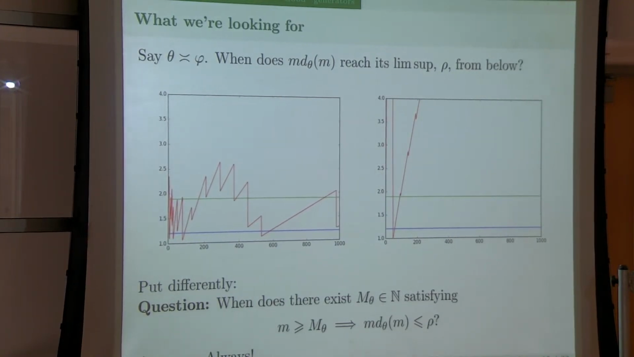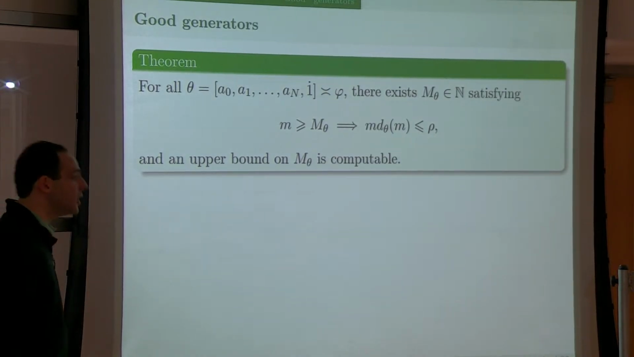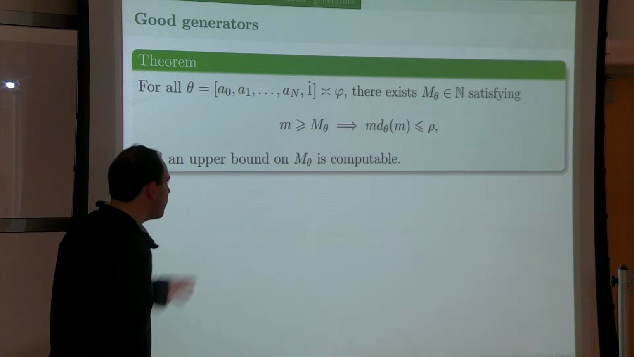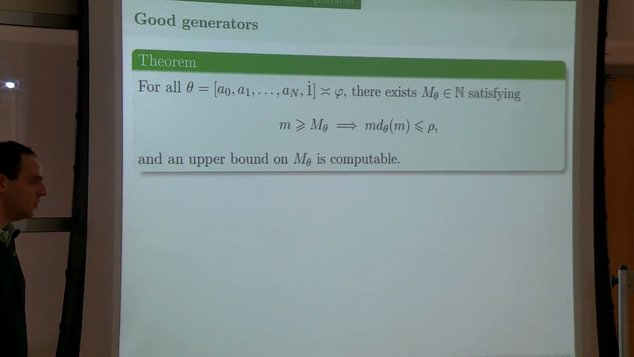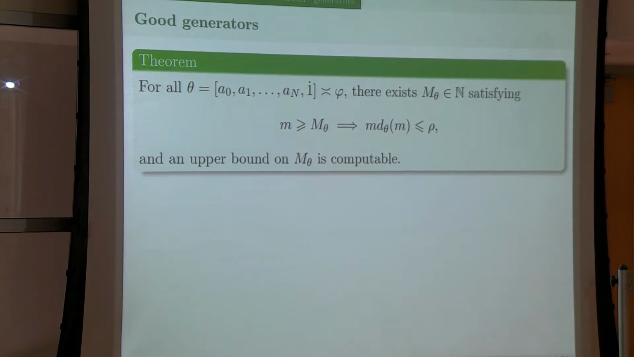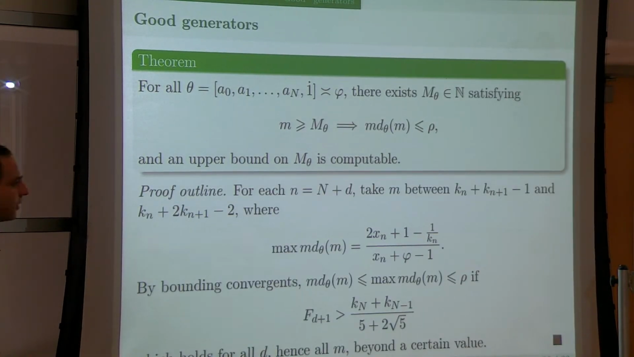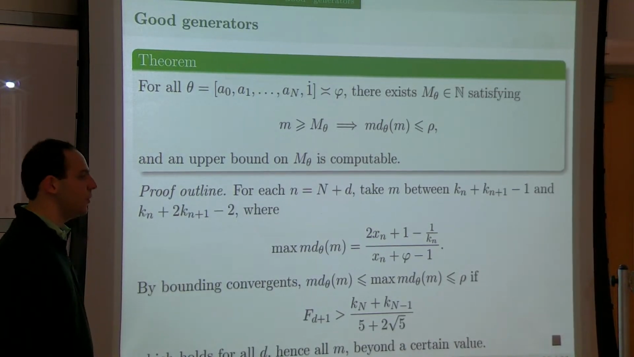And the answer is yes. So we're actually going to be able to show that for all of these thetas, there does exist this m theta that makes this happen. And if you really want, we can compute an upper bound on m theta. It's going to be large, but we could say that it is. It'll be kind of indirect from what's written here. This is a result in my paper about this.